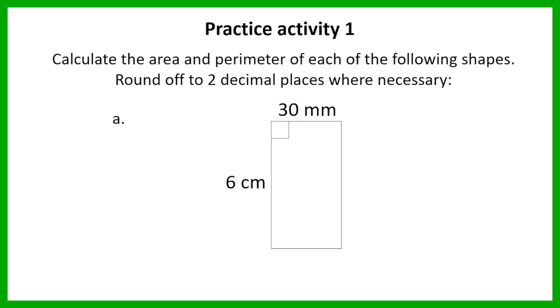Now, the first thing you need to be aware of in this particular example is you need to notice that you've got a length of a side in centimeters and a length of a side in millimeters. Now you cannot work with different units of measurement in the same question. You have to convert both of them to the same unit of measurement. So you need to choose.